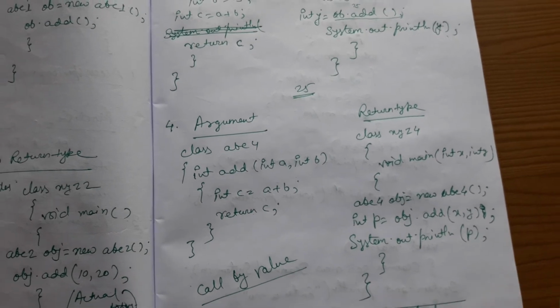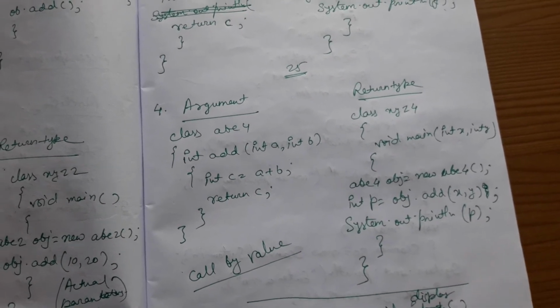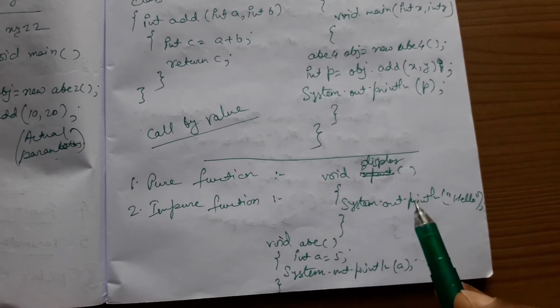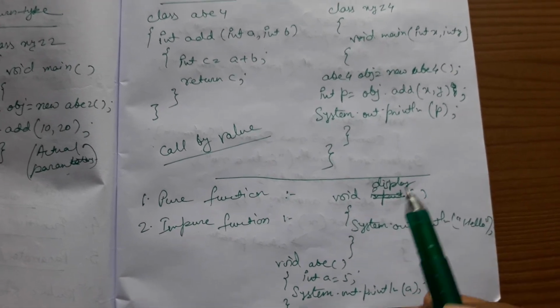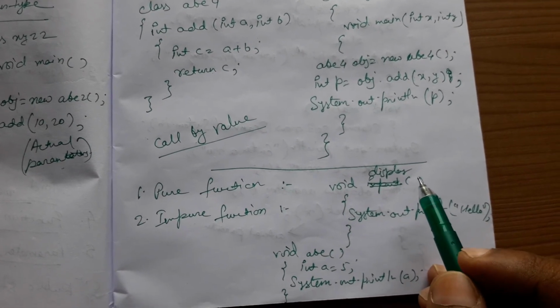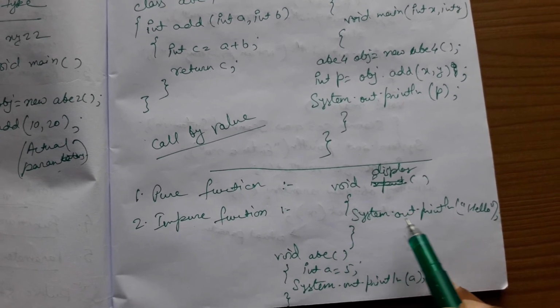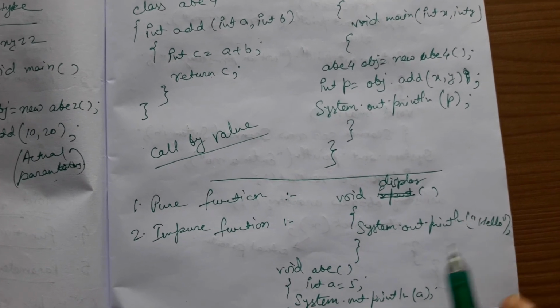Another type of programs: if we want to divide our function into two parts, we can divide. One is pure function and one is impure function. What is a pure function? A pure function does not change the state of an object or values. Whatever values we give, it will not change. For example, void display, here we are displaying hello. So nothing is changing, it is only printing. It is not changing any value.